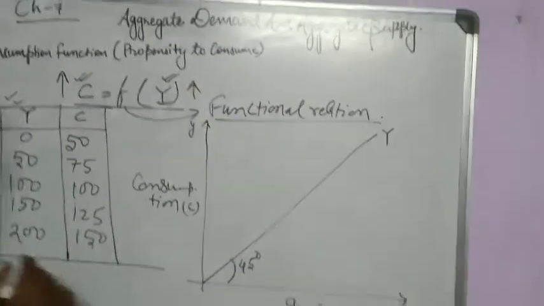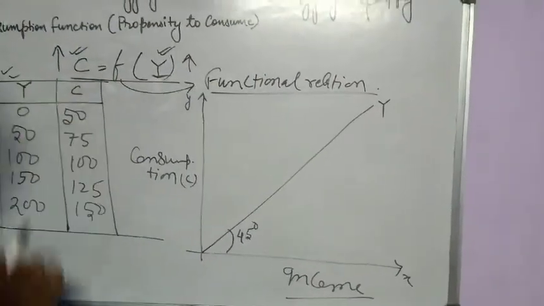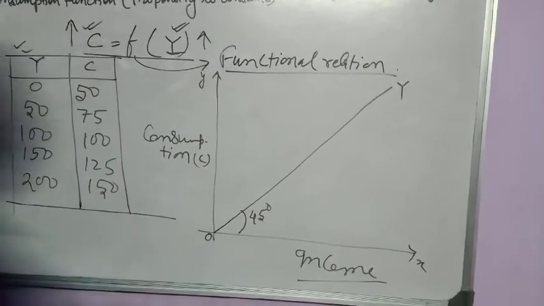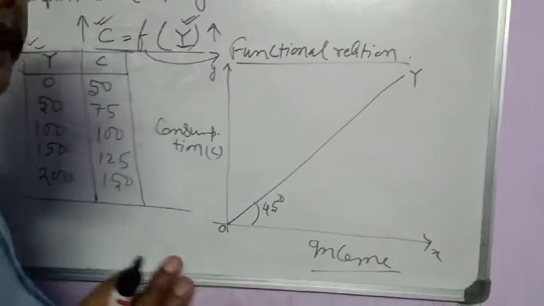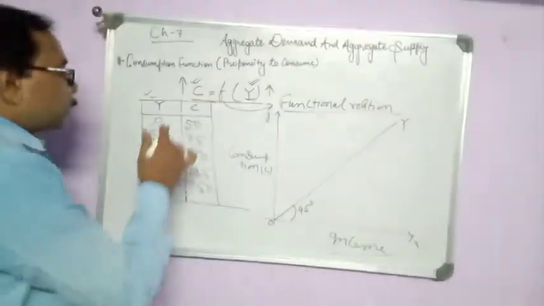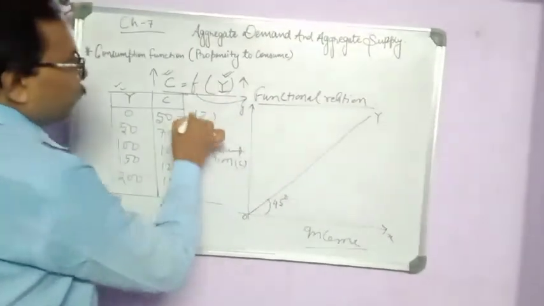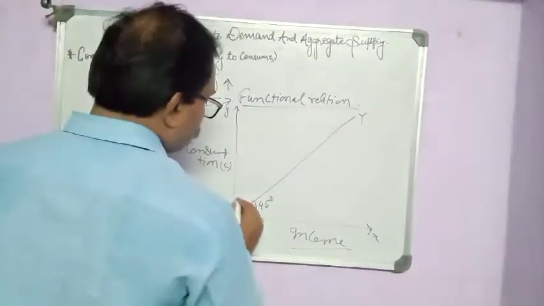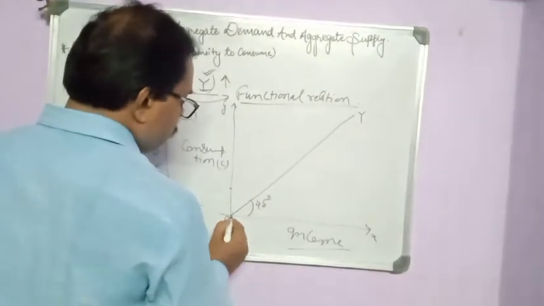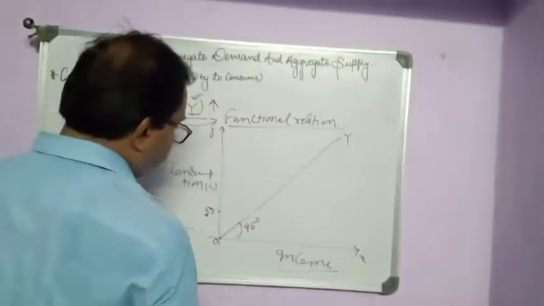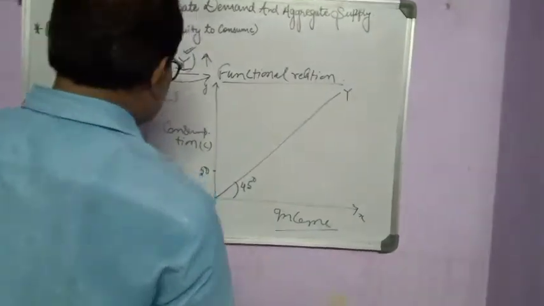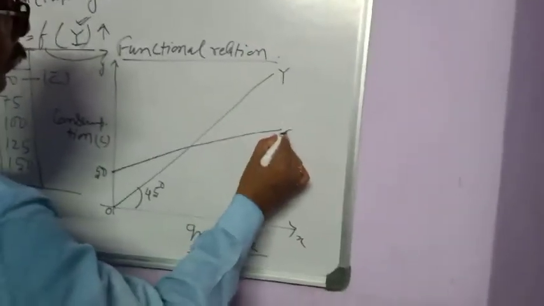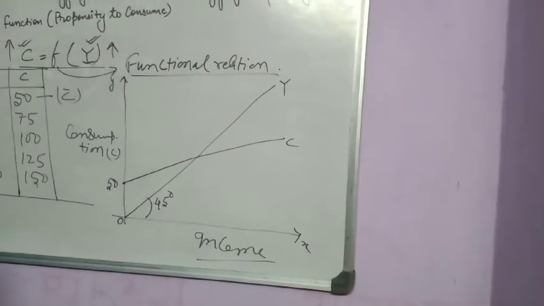Clear? When income is equal to 0, consumption will be 50. So it will never start from 0, because consumption will never be 0. And this is also known as autonomous consumption, and it is denoted by C bar. Clear? So when income is equal to 0, consumption is equal to 50. Okay? But as the income increases, consumption also increases. This is your C.